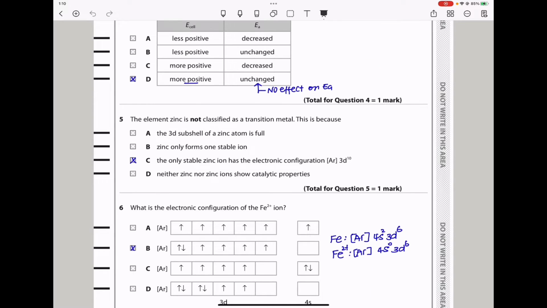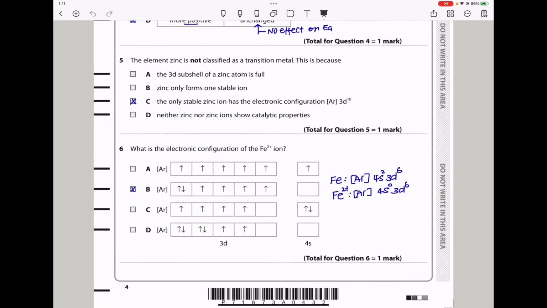In question 5, the element zinc is not classified as a transition metal. This is because zinc doesn't have stable ions with partially filled d orbitals. So the answer here is a C. The only stable zinc ion has the electronic configuration Ar 3d10.